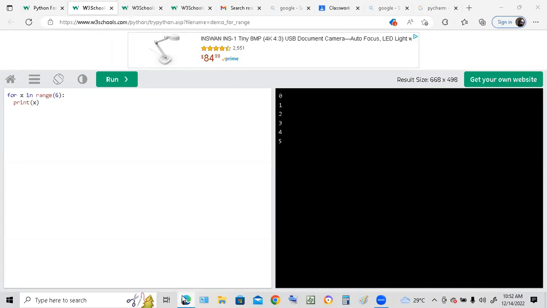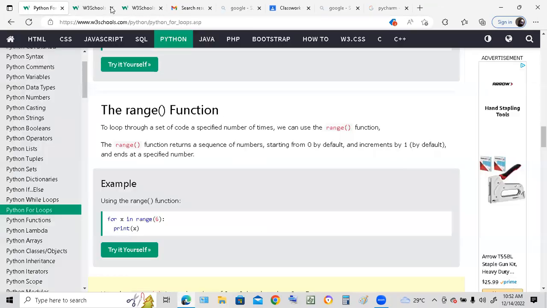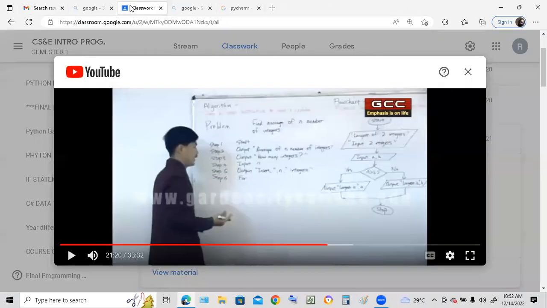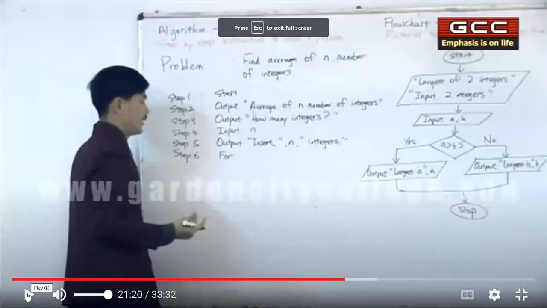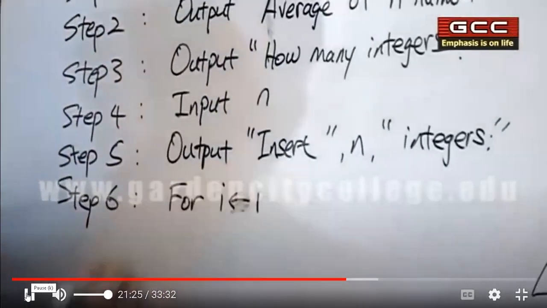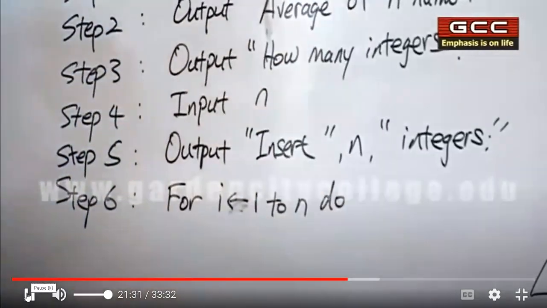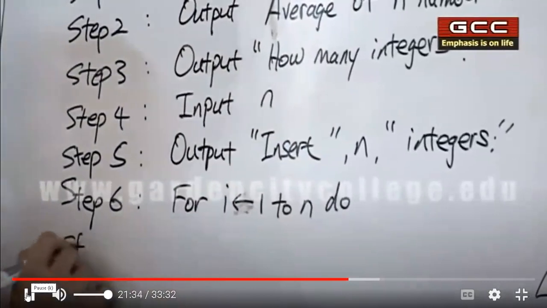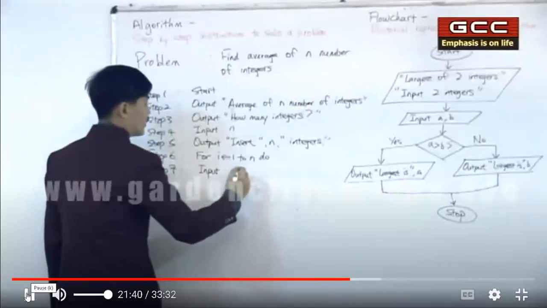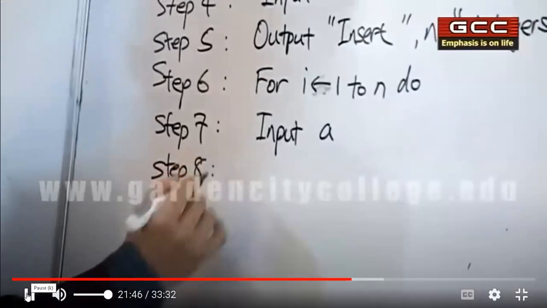Where was I before? So we're going to continue the looping. So for I starts with, let's say, 1, 2, and do. So what do you do over here? Step 7, we input A. Then step 8.